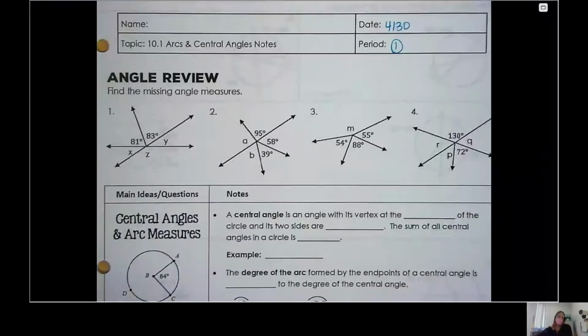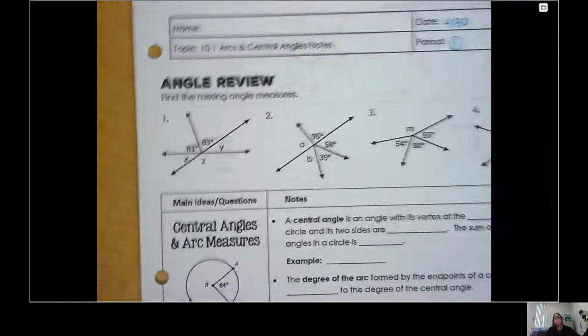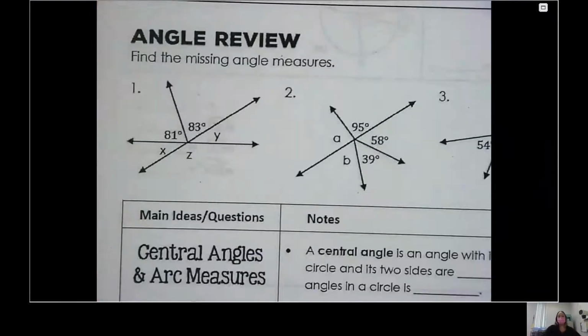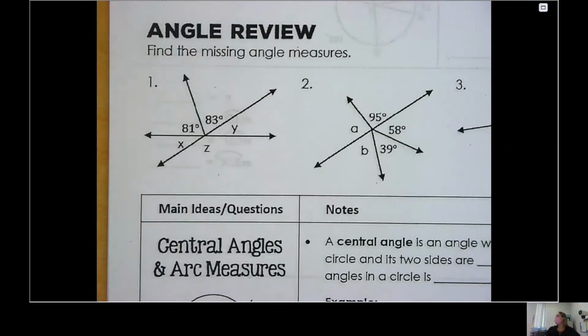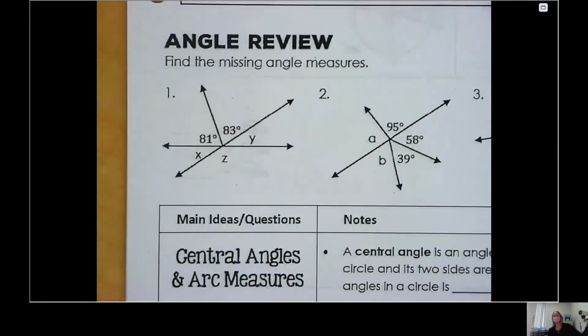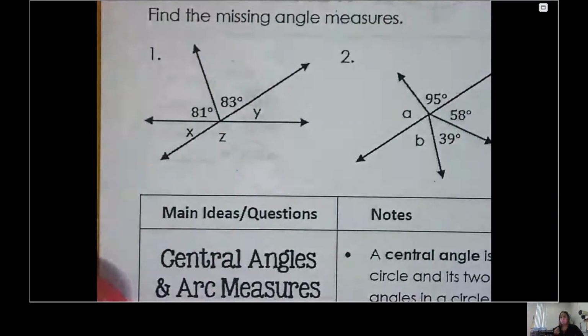You remember maybe from earlier this year. So if you take a look at number 1, there's some different types of angles in that picture, and there's some different things that you know for sure just by looking at those angles. What's one of the angle measures that you know for sure, based on that picture there?